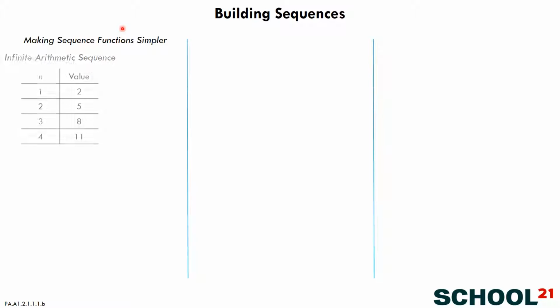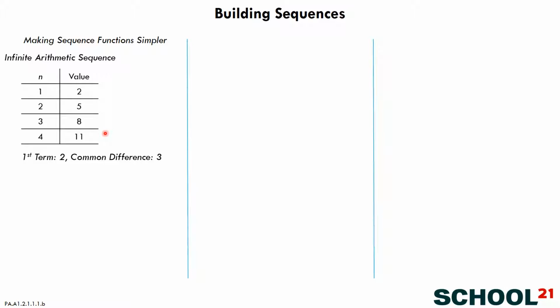So let's take a look at an infinite arithmetic sequence. We have the first 4 terms of the sequence here. And then let's just say what we think the first term is and the common difference. So what's the first term? 2. 2, good. And what's the common difference? It's the amount that you change when you go from term to term. 3. Positive 3, right? So first term is 2, common difference is 3.